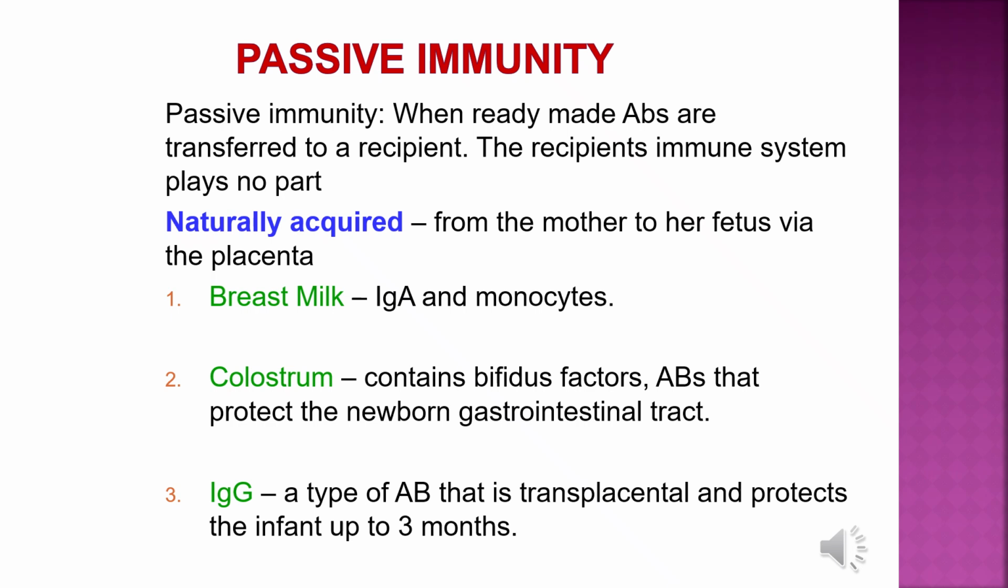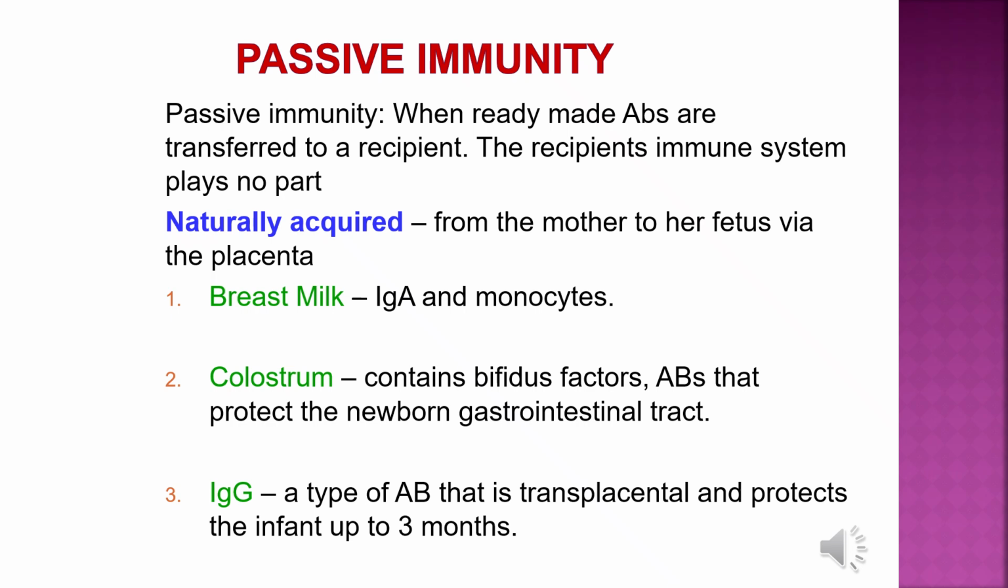Then passive immunity. Passive immunity is when ready-made antibodies are transferred to a recipient; the recipient's immune system plays no part. It is called passive. It is only the transfer of antibodies or immunoglobulins. It is of two types, natural and artificial.